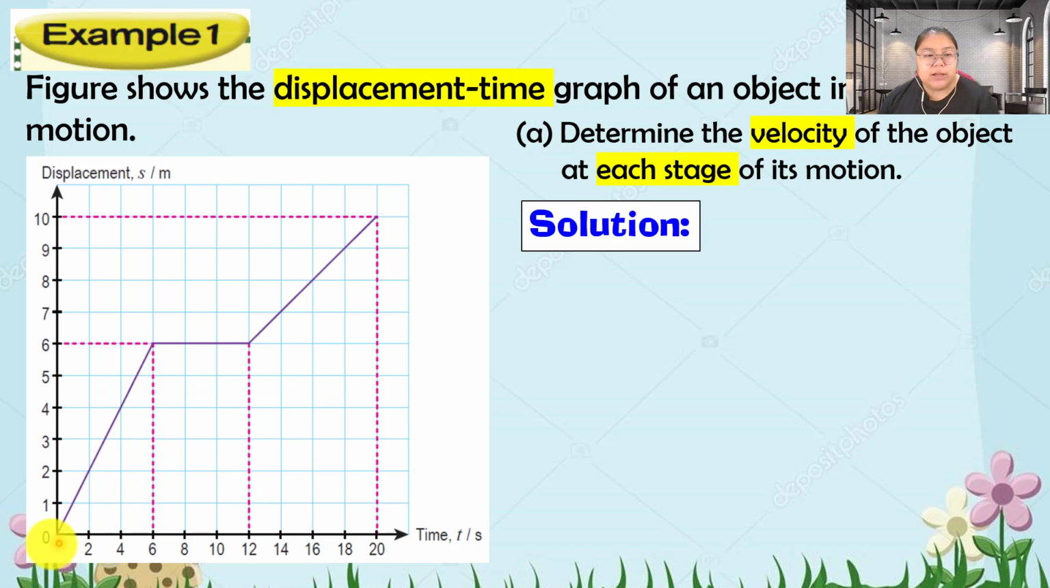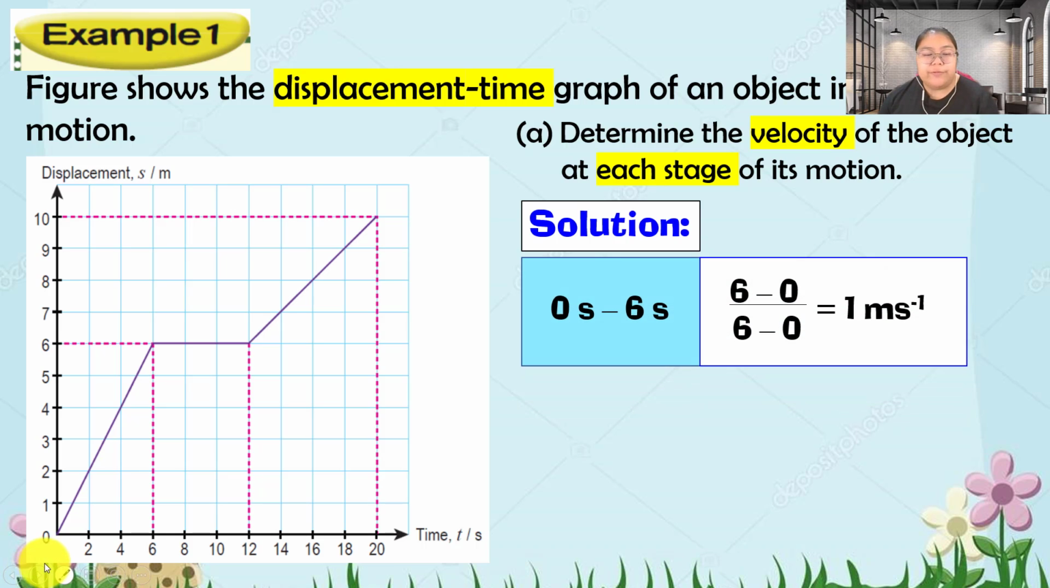The first part is from 0 to 6 seconds. Then after that, 6 to 12. Then 12 to 20. So part by part, we go and solve it. Okay, first one, 0 to 6. We need to find the gradient, right? So the gradient is 6 minus 0 over 6 minus 0. So for the first one, the velocity is 1 m/s.